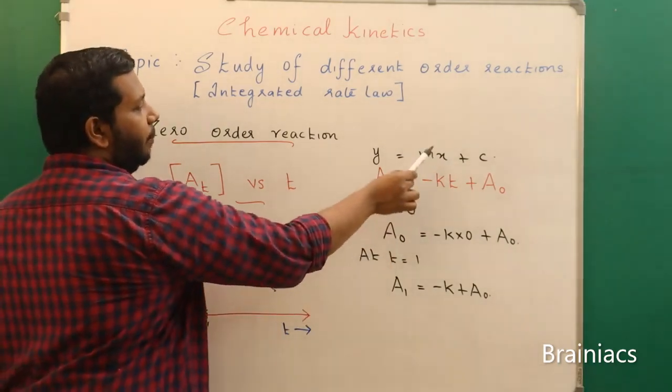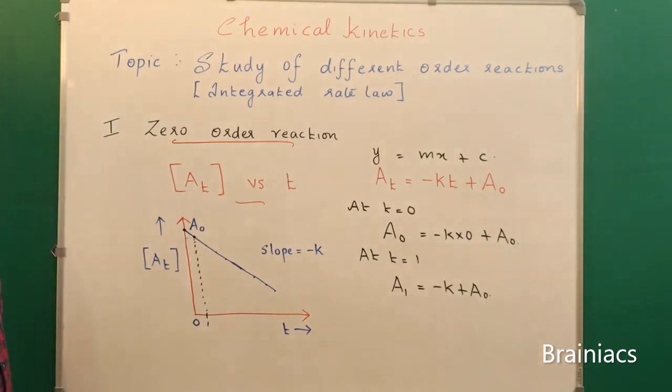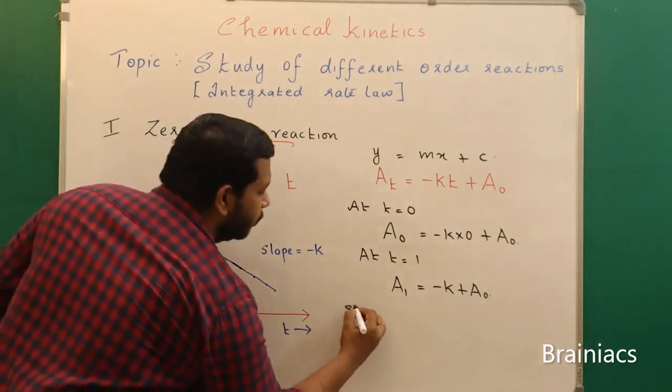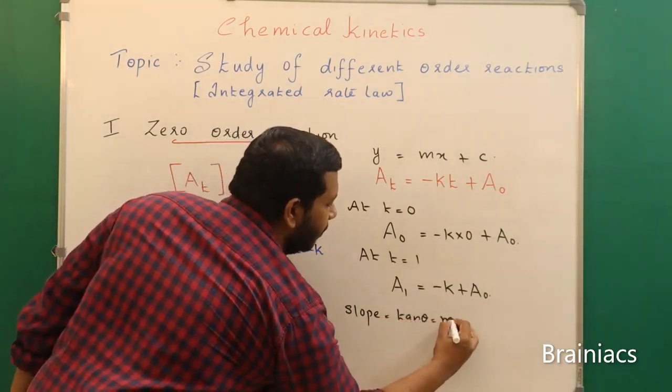So m, when you compare, you will get minus k. So that's the reason why slope is equal to minus k. And we know that slope has another equation. Slope is nothing but tan theta, which is equal to m, correct?